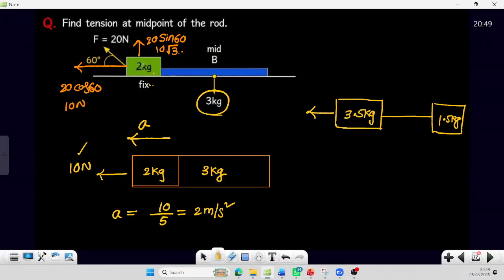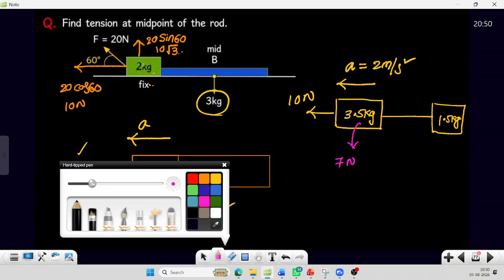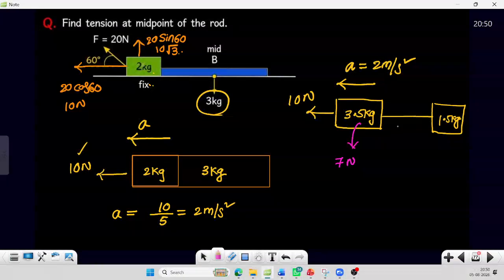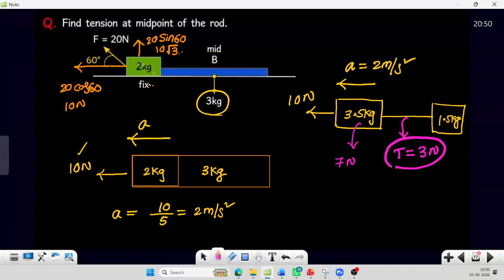Okay. Now we are applying the force. How much force did we apply here? 10 newtons. And the system is moving in this direction with some acceleration. Now this 3.5 kg block will take some force. How much force will this block take? M into A. 7 newtons will be taken by this. If it is 7 newtons, then how much will be the tension here? 10 minus 7, so 3 newtons.